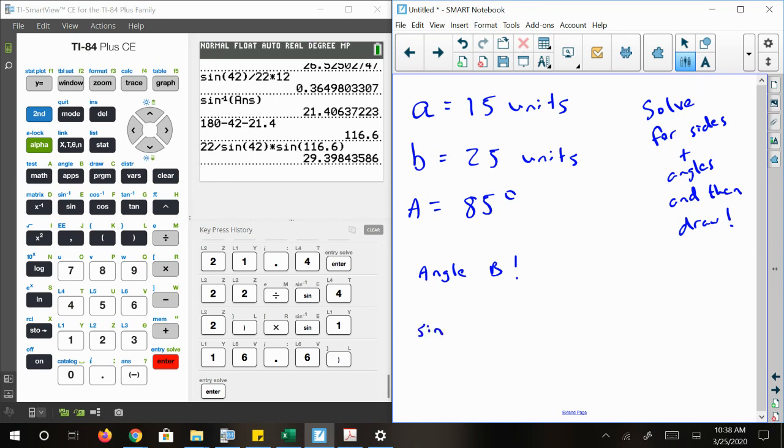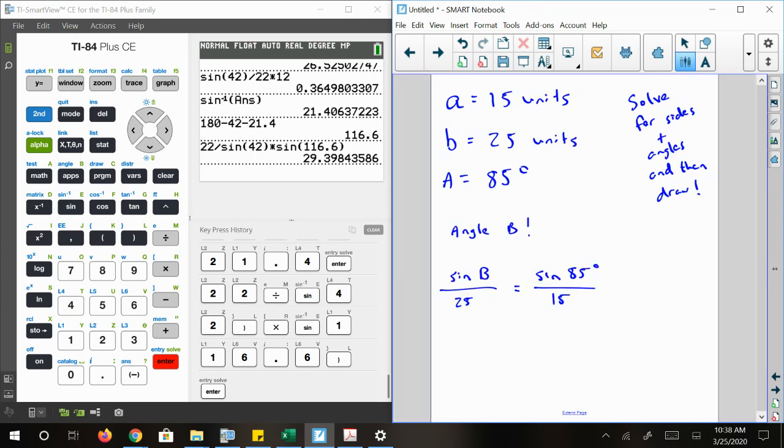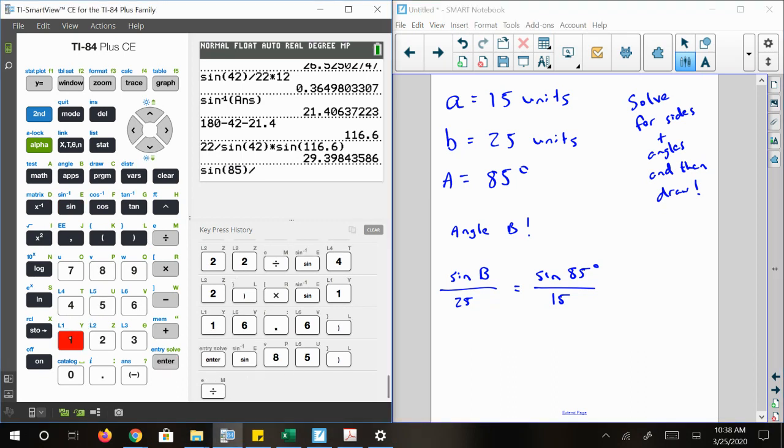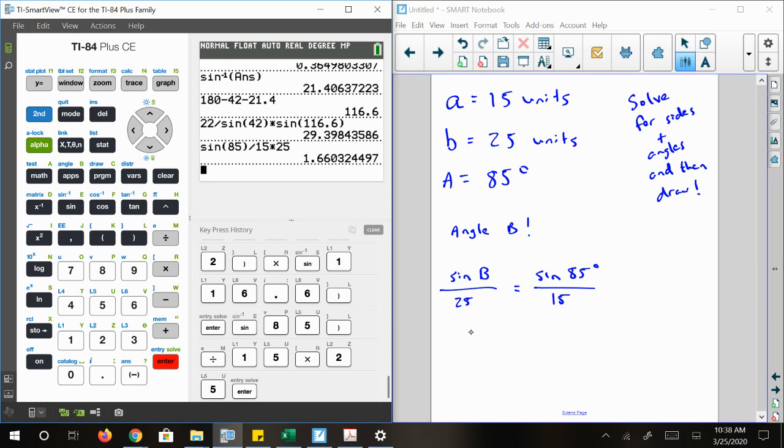So I'm going to write this as sine of angle B divided by side B equals the sine of angle A divided by side A. Okay. And let's try and solve this. So I need to multiply both sides by 25. So I've got the sine of 85 divided by 15. Okay, and then I need to multiply this by 25. Okay, so when I'm done here, here's what I've got. Sine of angle B equals 1.66, and then it keeps going. Okay.